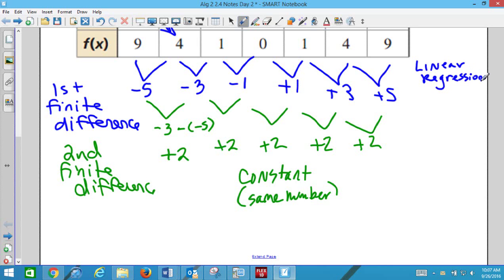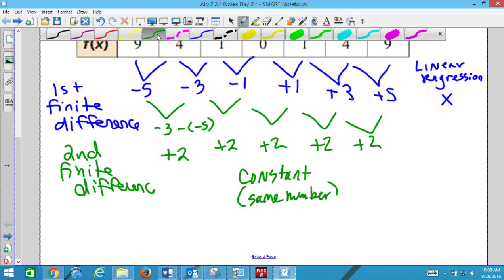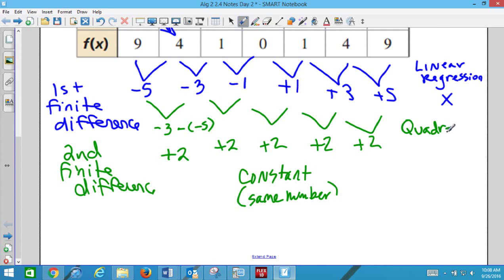That means it would look like what shape when we graphed it? A line, right. And in our equation, we would have just an x. For the second finite difference, this is going to be quadratic regression. And when we find our equations, there will be an x squared in it. Does anybody want to guess, if we had to do 3 finite differences, what kind of equation we would have? We would have x cubed.